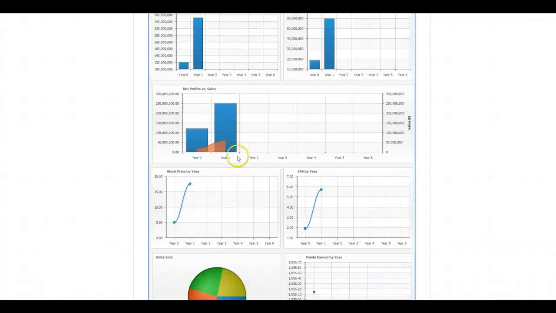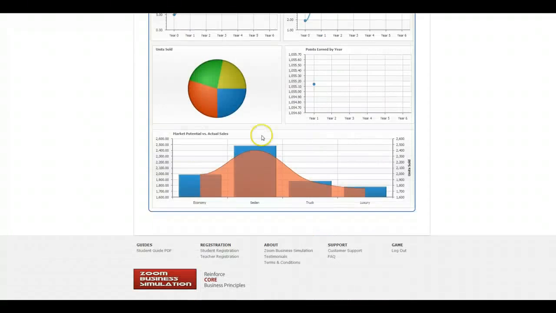And this is an important chart down here, right under the first chart, the bottom. It shows my sales versus my potential. My actual sales were 2,400. My potential was 2,480. So I missed out on selling some vehicles here because, I guess I underproduced and my demand was greater than I had expected. Okay, so that is an issue here.